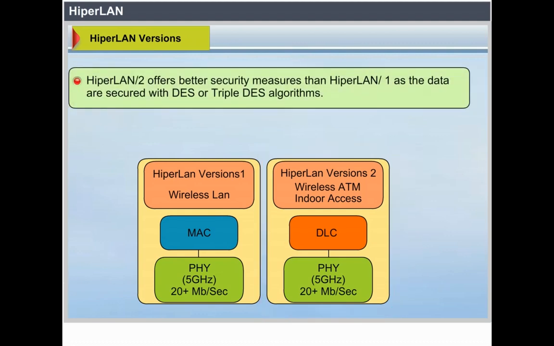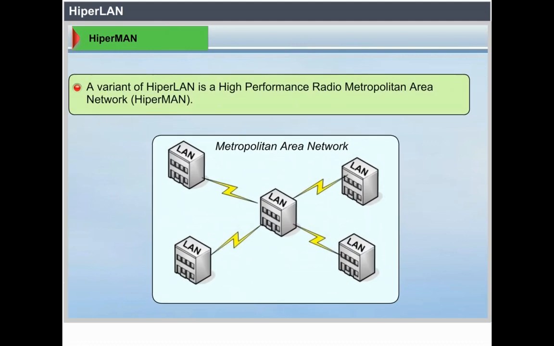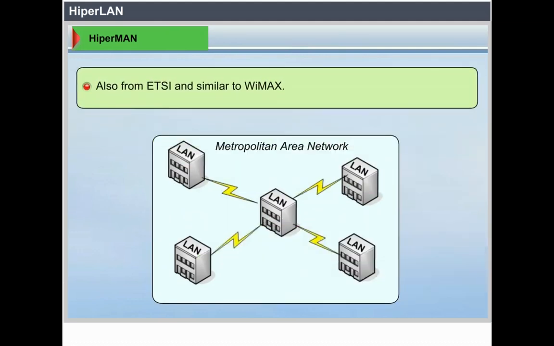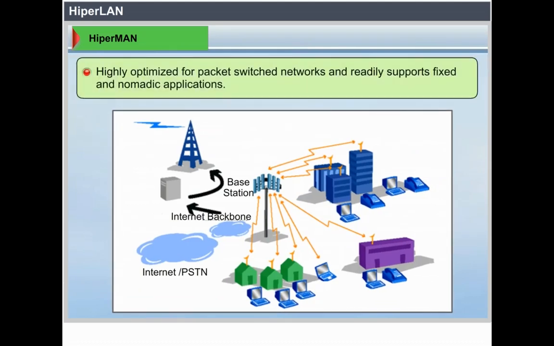Hyperlan 2 offers better security measures than Hyperlan 1 as the data are secured with DES or triple DES algorithms. Hyperman. A variant of Hyperlan is High Performance Radio Metropolitan Area Network, Hyperman, also from ETSI and similar to WiMAX. Hyperman aims at provisioning broadband wireless internet access while covering a large geographic area. Highly optimized for packet-switched networks and readily supports fixed and nomadic applications.